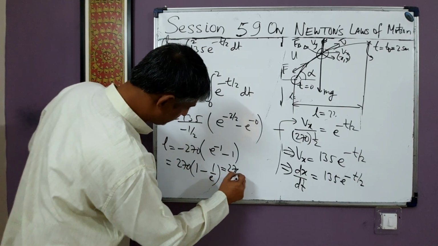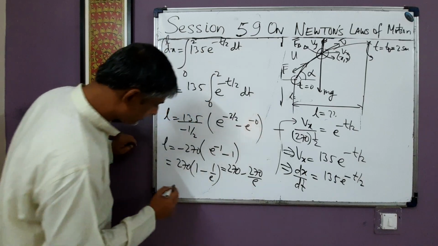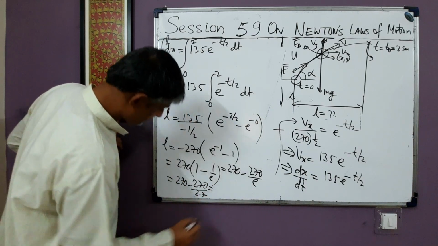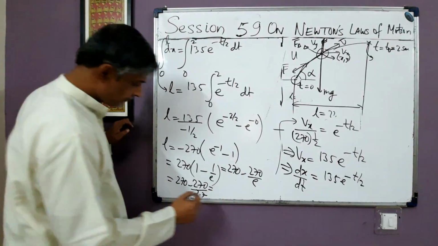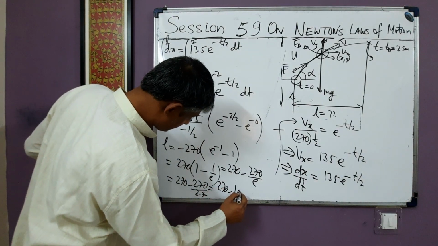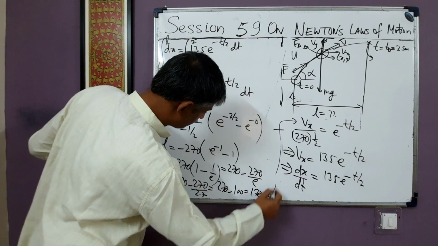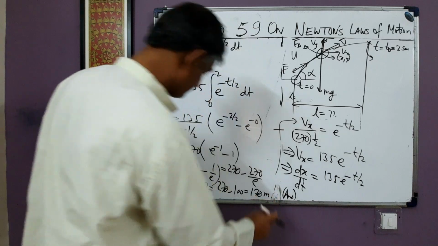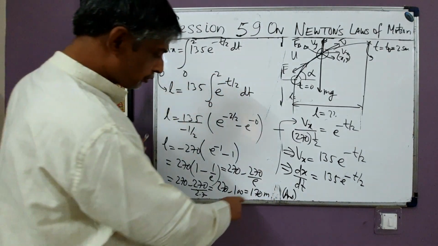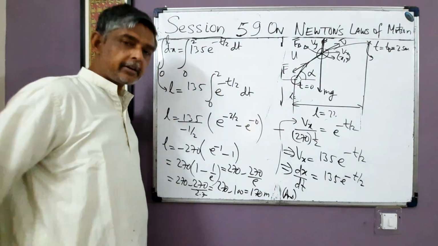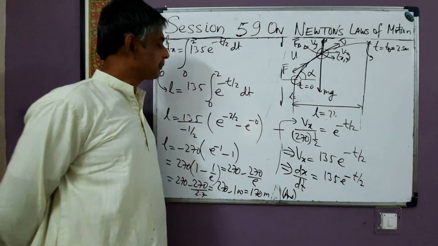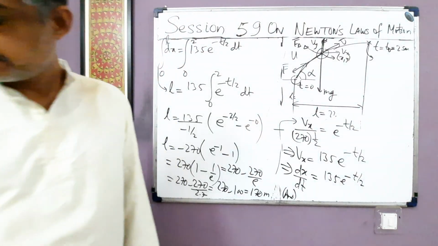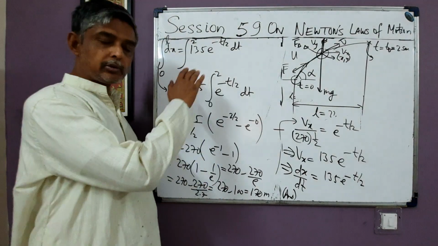So this becomes 270 minus 270 by e, which is 270 minus 270 by 2.7, as e is given as approximately 2.7. So this becomes 270 minus 100, which is 170 meters. Sorry, meters, not meters per second. So the value of L is 170 meters, and that is the required answer. The horizontal separation between the point of projection and the vertical wall is 170 meters. I think it is absolutely clear.